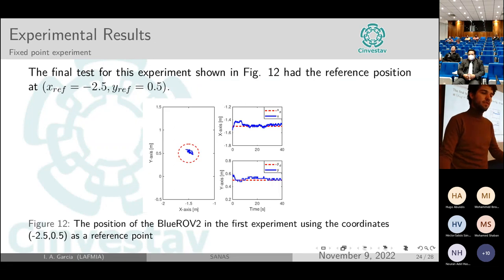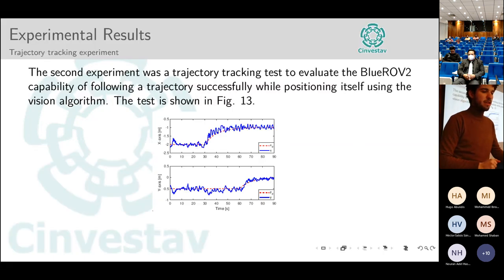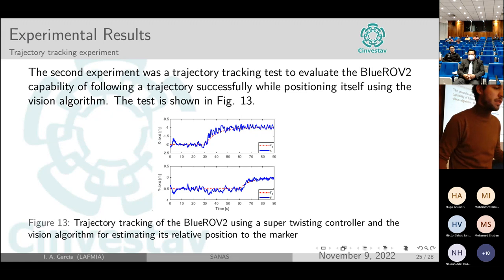Then we tried with different positions. It's the same experiment. We have a fixed position, but in reality, both of the targets can be moving, because this is only a relative position between each one of them. The third experiment was a trajectory that was tracked using this algorithm. The target vehicle was fixed at a certain point, and the other one had to make a trajectory just using this camera. For these experiments, we use no input from sensors, only the monocular camera on board of the underwater vehicle.